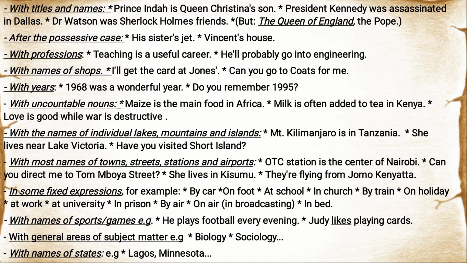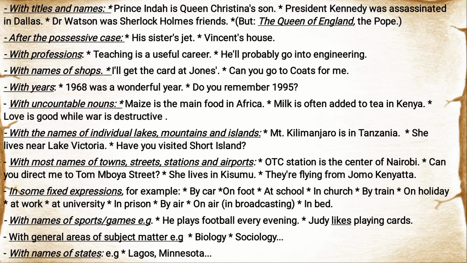After the possessive case. Examples: his sister's jet, Vincent's house. With professions. Examples: teaching is a useful career. He'll probably go into engineering. With names of shops. Examples: I'll get the card at Jones. Can you go to Coates for me? With years: 1968 was a wonderful year. Do you remember 1995?